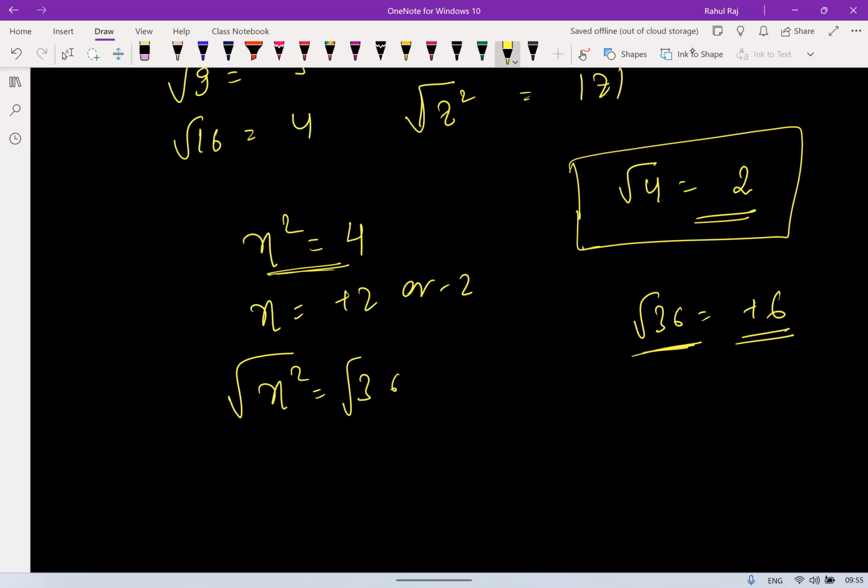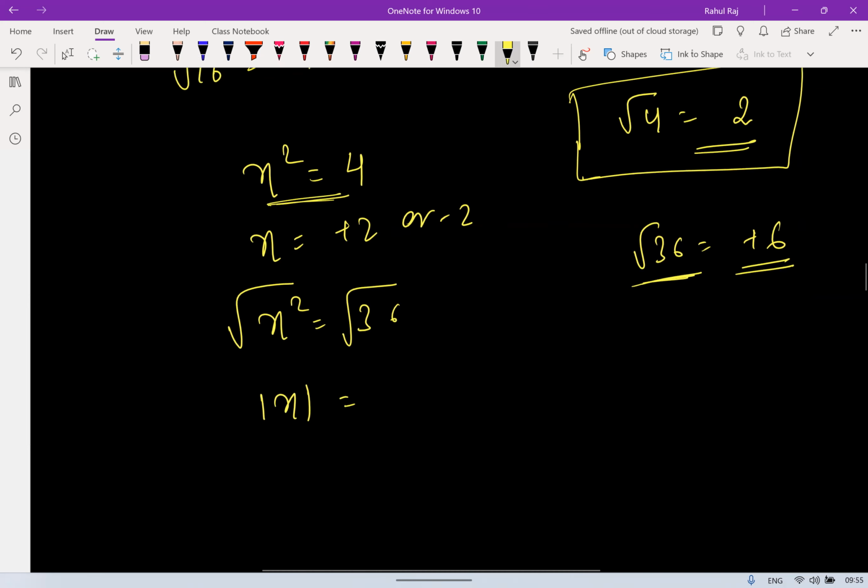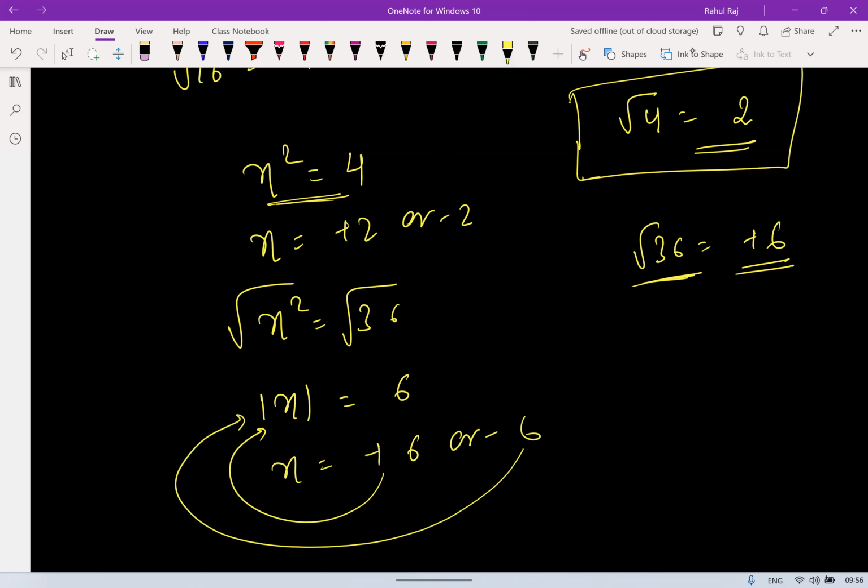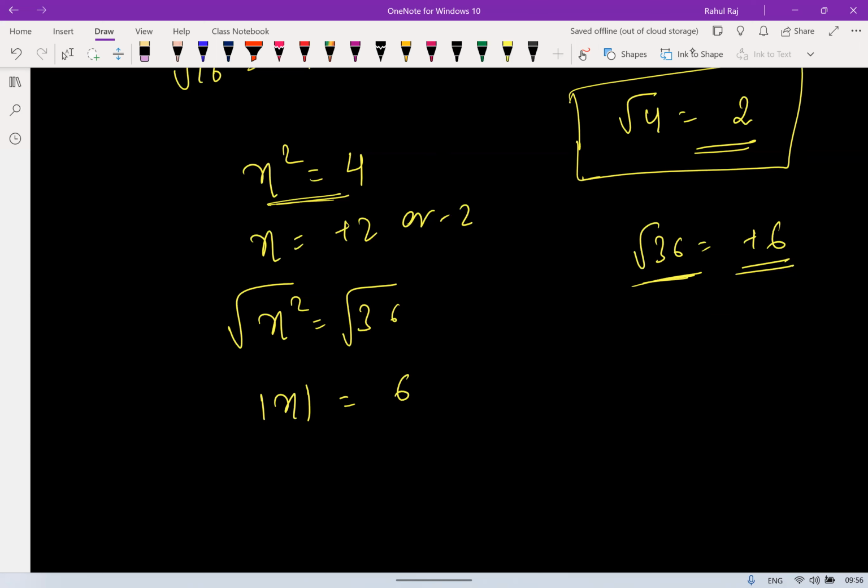Imagine I take root x square equals root 36. What is root x square, Alexa? Mod x. And what is root of 36? 6. Now mod x is equal to 6. Then x has to be plus 6 or minus 6. If you put plus 6, LHS is equal to RHS. If you put minus 6, LHS is equal to RHS. Now you can tell me, Rahul, how can you directly write it? Why are you not solving it? I'll solve it in front of you, Alexa.